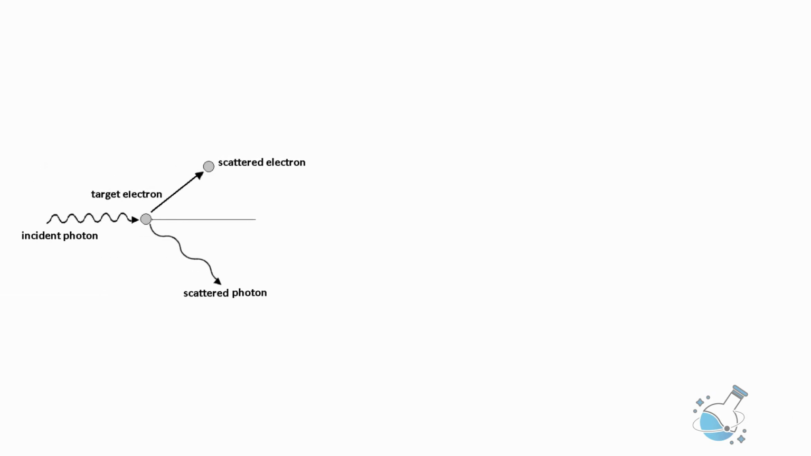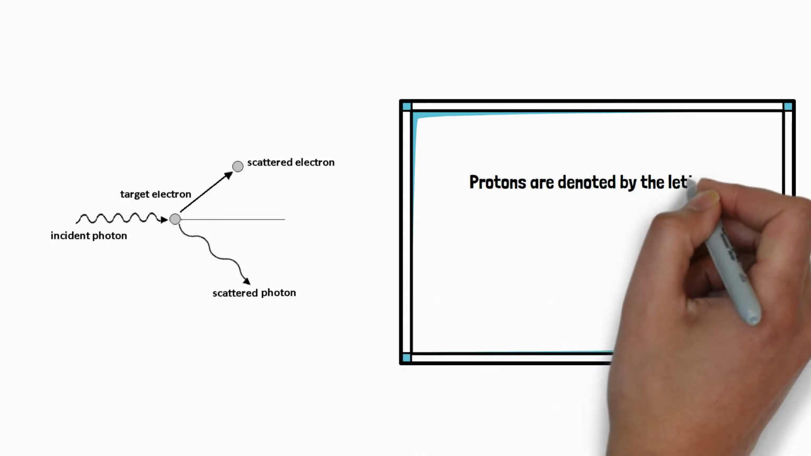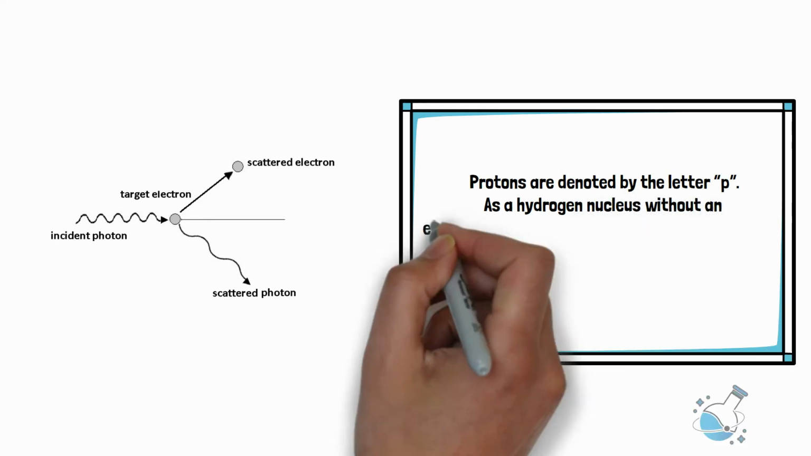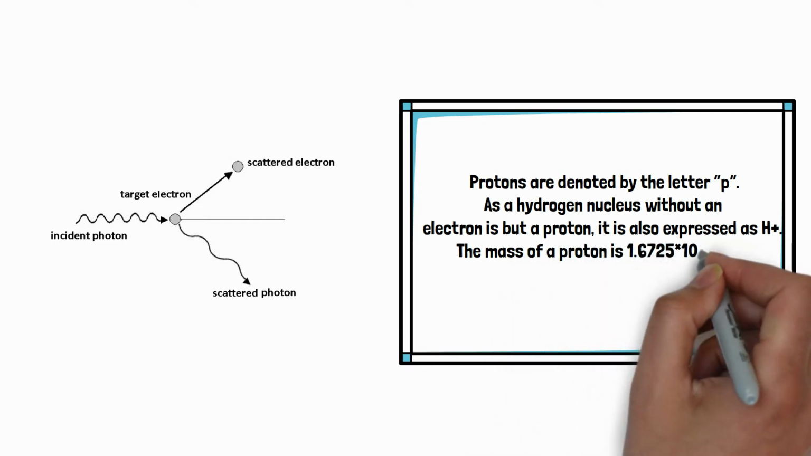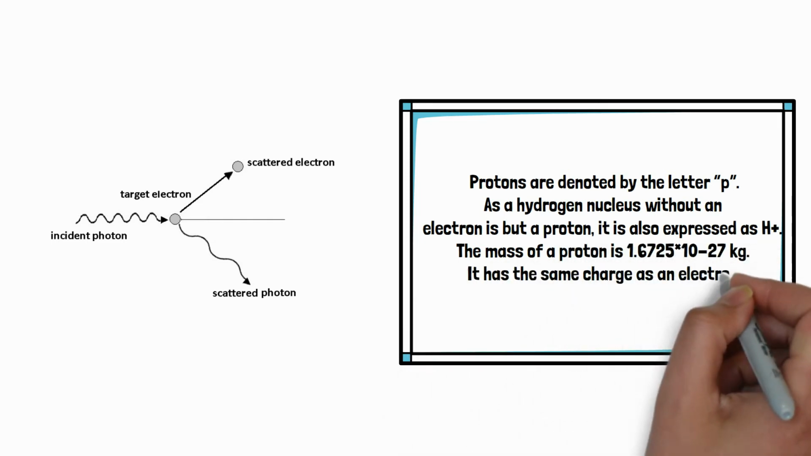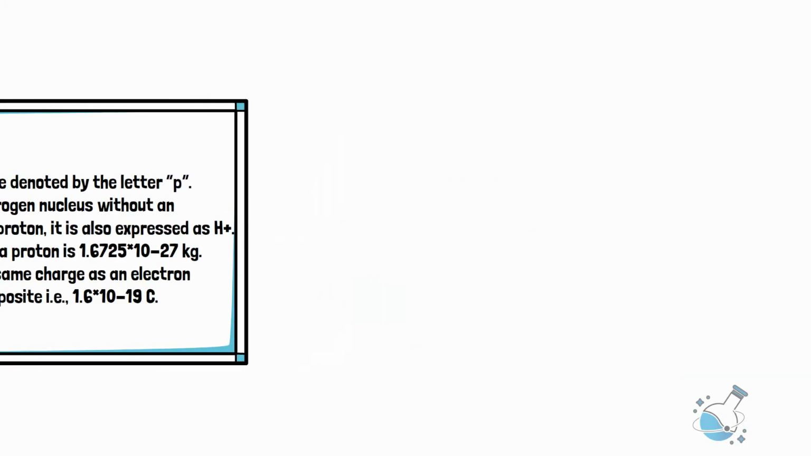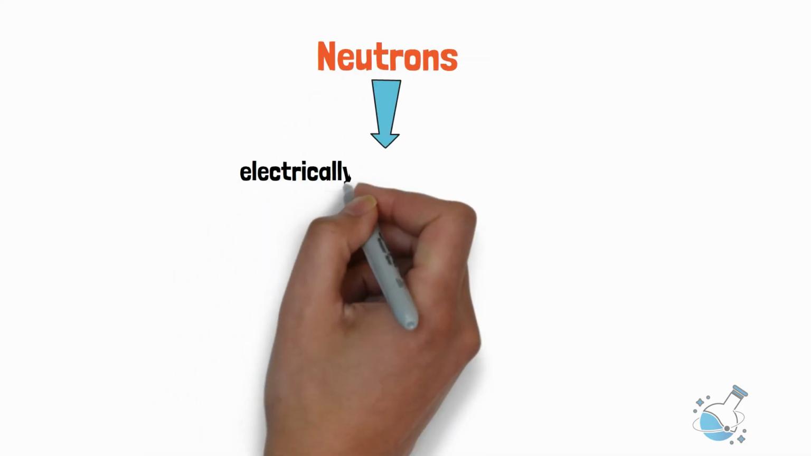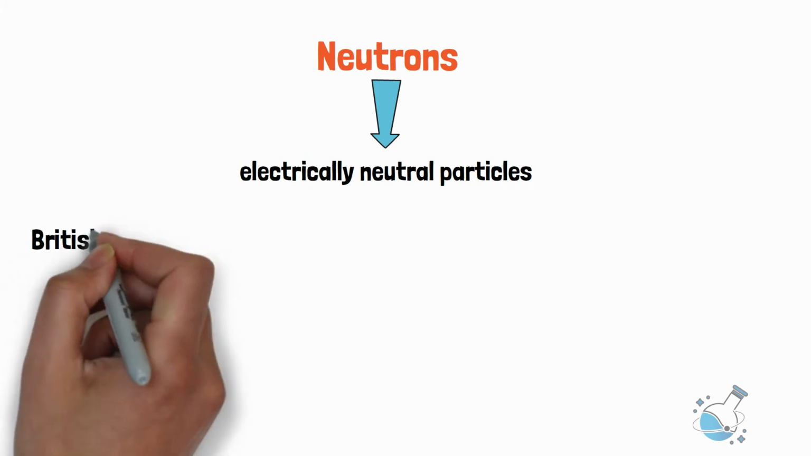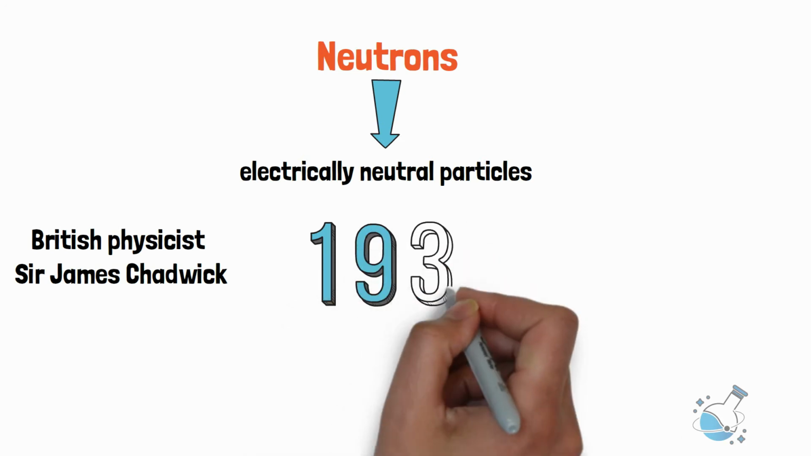Protons are denoted by the letter p. As a hydrogen nucleus without an electron is but a proton, it is also expressed as H+. The mass of a proton is 1.675 × 10^-27 kg. It has the same charge as an electron, but opposite. That is, 1.6 × 10^-19 coulomb. Neutrons are, as the name suggests, electrically neutral particles. British physicist James Chadwick was the one to discover neutrons in the year 1932.